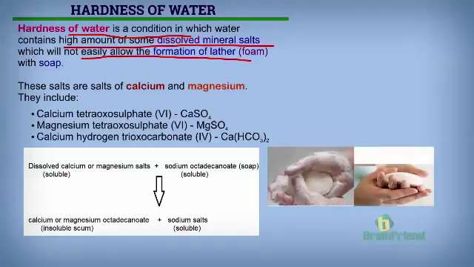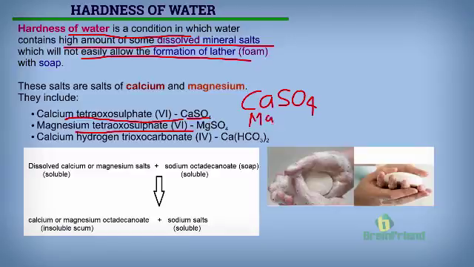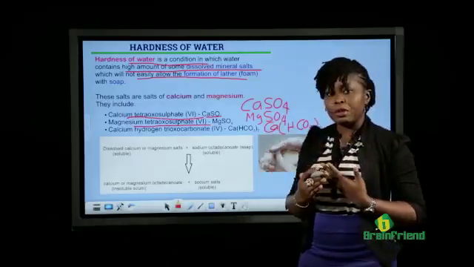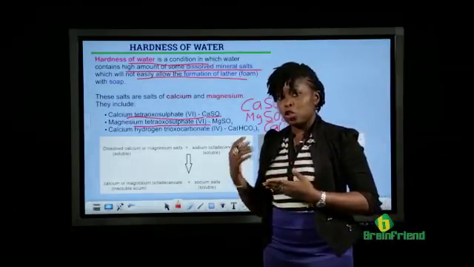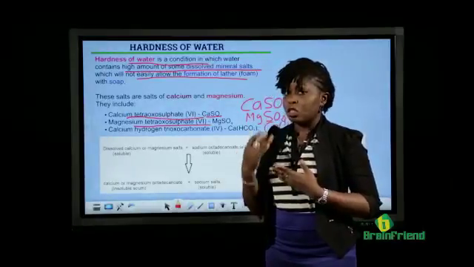Now, these mineral salts are salts of calcium and magnesium, and they are specifically calcium tetraoxosulfate(VI), written in this way, magnesium tetraoxosulfate(VI), and then we have calcium hydrogen trioxocarbonate(IV), and magnesium hydrogen trioxocarbonate(IV) too is another cause of water hardness.